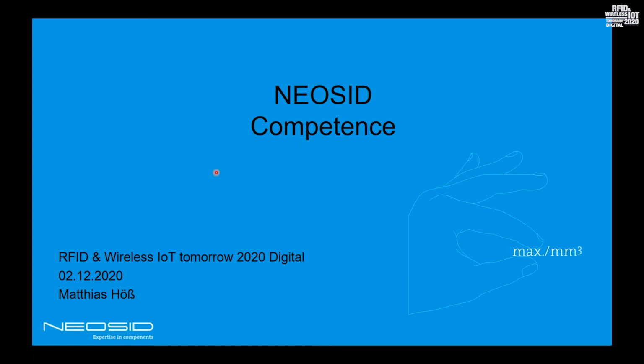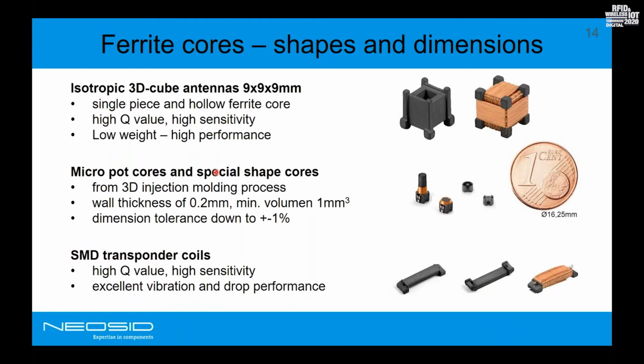In addition to this, some competence fields of Neosid. We are a specialist in ferrite core production in special shapes, where we use injection molding technology to bring a ferrite core to a special shape. For example, here we have different electronic parts.